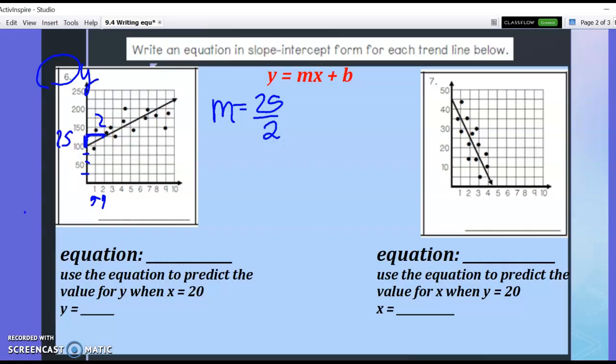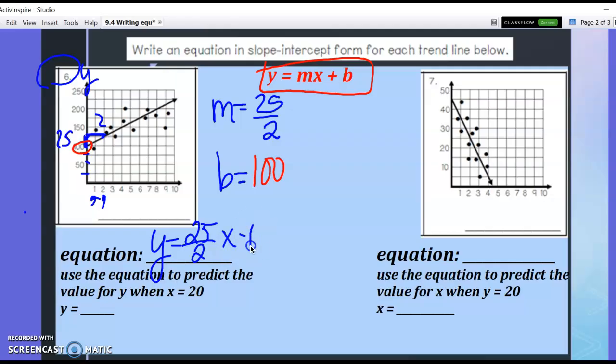The next thing I'd like to do is calculate my y-intercept. That's always the easy part. Where is this line touching the y-axis? So it's touching right here at 100. So let's put those into the slope-intercept form of our equation, y equals mx plus b. And so my equation is y equals 25 over 2 x plus 100. If you would like to make 25 over 2 into a decimal and make it 12.5, that would be fine also.